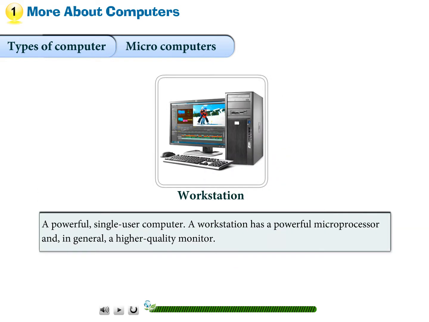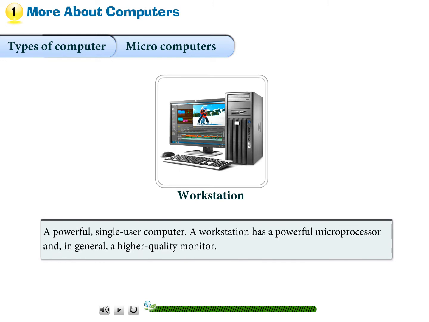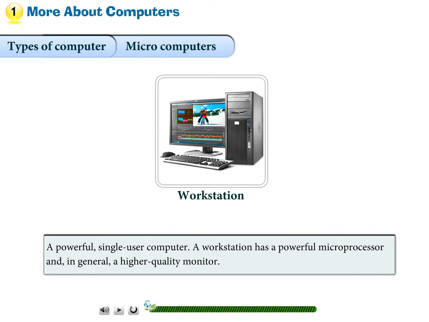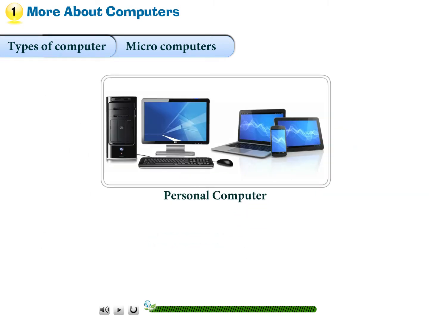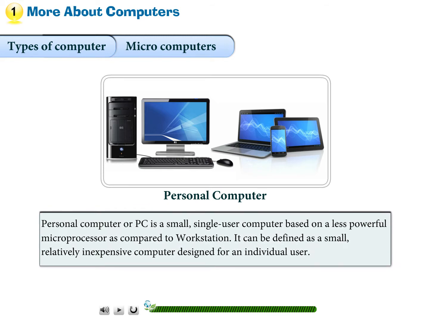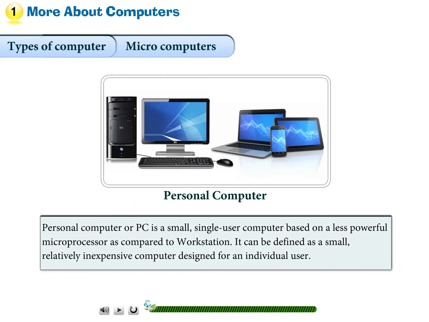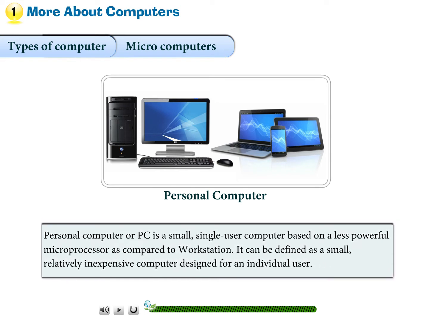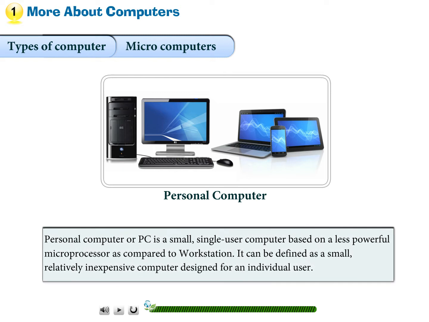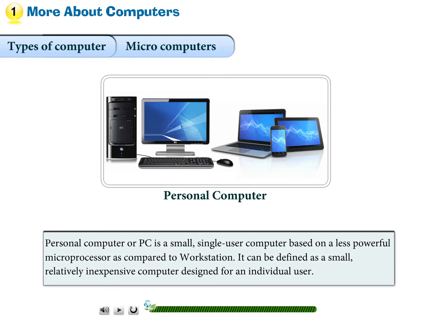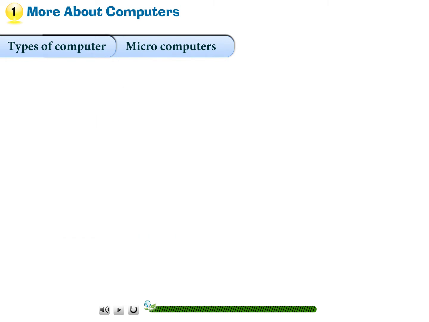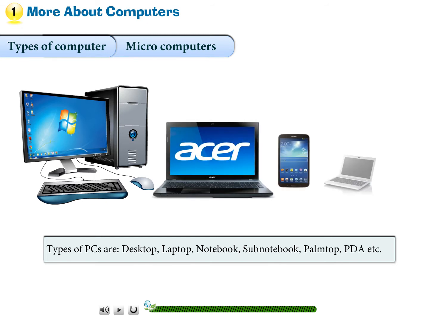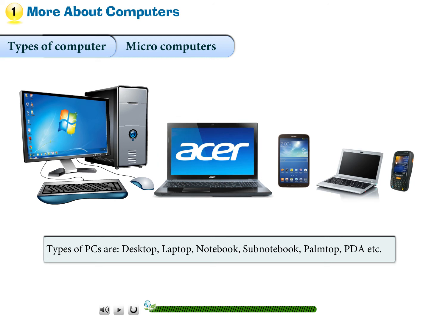Workstation. A powerful single-user computer. A workstation has a powerful microprocessor and in general a higher quality monitor. Personal computer. Personal computer or PC is a small single-user computer based on a less powerful microprocessor as compared to a workstation. It can be defined as a small, relatively inexpensive computer designed for an individual user. Types of PCs are desktop, laptop, notebook, sub-notebook, palm top, PDA, etc.